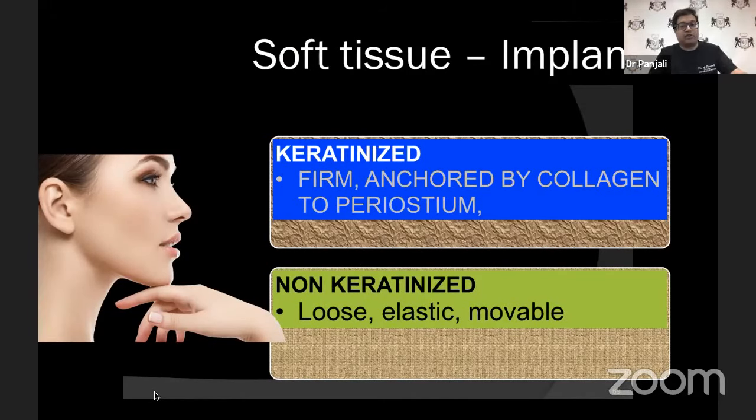How much soft tissue, how much keratinized tissue should you have? A minimum of 1.5 to 2 millimeters around the implant. If you don't have keratinized tissue, then one of your goals is to establish that keratinized tissue during the surgery.